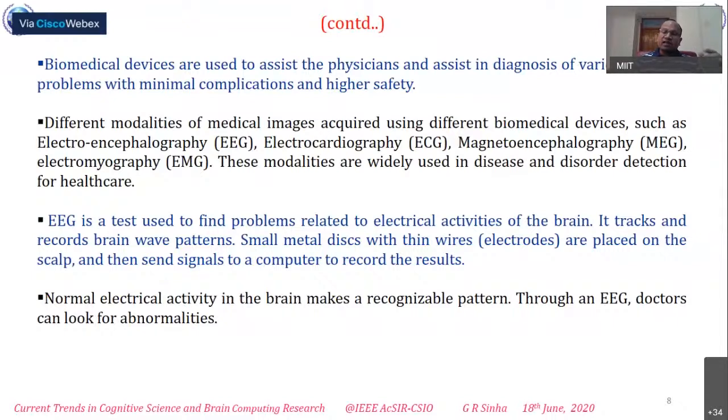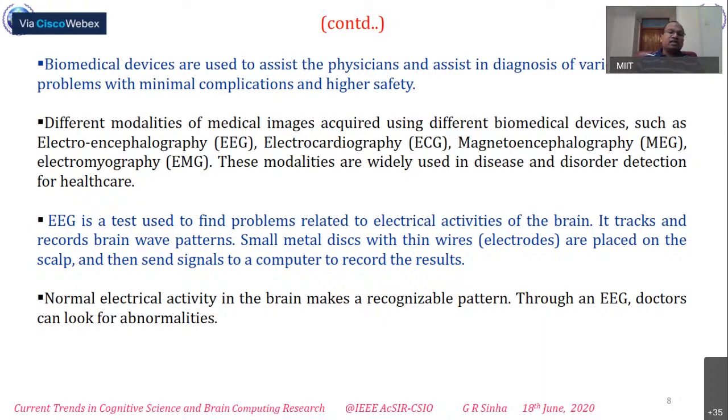It also changes, and those are recorded in the form of different types of signals, and the analysis is made on the basis of those signals. We'll be talking about these different types of signals. So the normal electrical activity in the brain always gives some specific pattern, and whenever there is an abnormal activity, that will be reflected in the pattern.